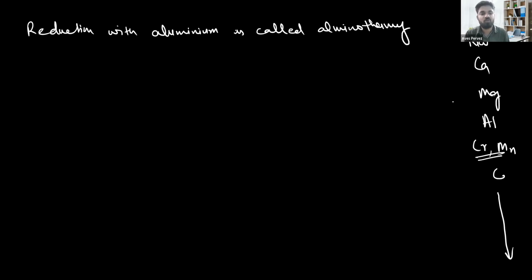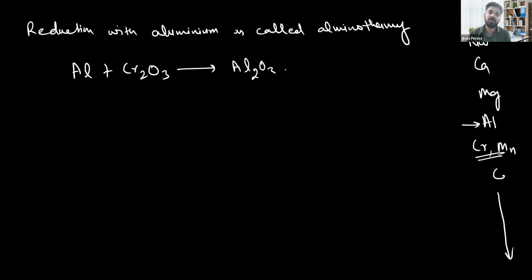So what we need is a more reactive metal, that is aluminium. If you have aluminium and the powder of chromium oxide, Cr2O3, then it gives you Al2O3 plus chromium in the liquid state.